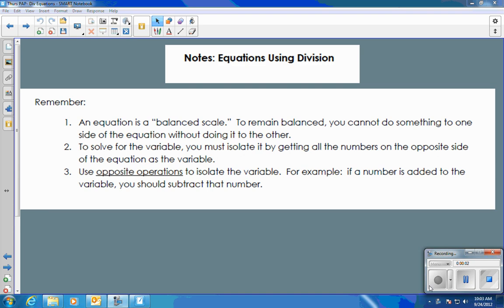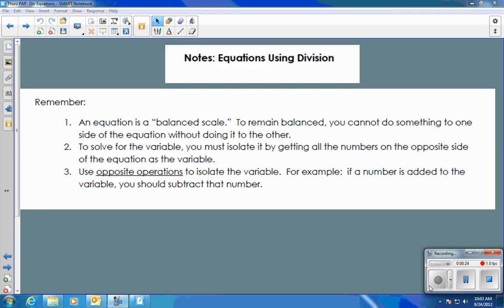All right, so this lesson is about equations that are using division. Just a few key things to remember: an equation is a balanced scale. So to remain balanced, you cannot do something to one side of the equation without also doing it to the other. To solve for the variable, you must isolate it, or get it alone, by getting all the numbers on the opposite side of the equation as the variable.